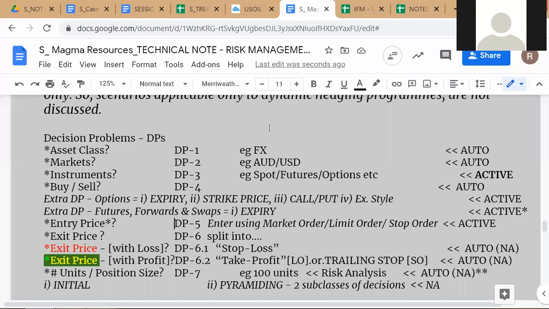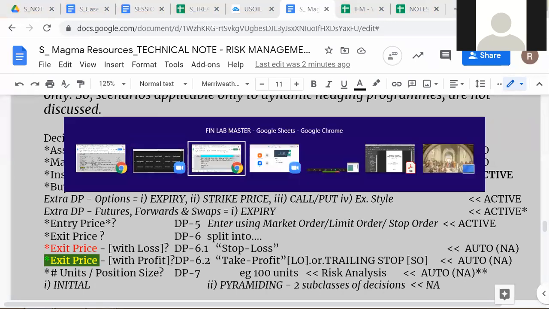So as far as DP5 is concerned, DP4 is automatically solved because I don't have an option to buy. I have to be a seller, okay? But DP5 is still there. DP5 I can solve actively because I can take a view. Because remember what is DP5? If you refresh your memory: enter right now using market order. Enter at a more favorable price using limit order. Enter at a less favorable price.